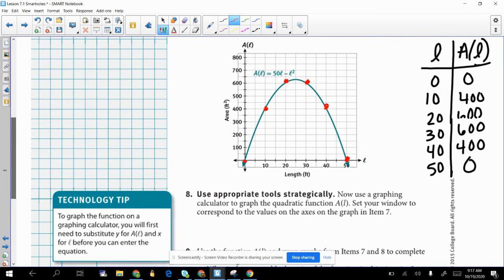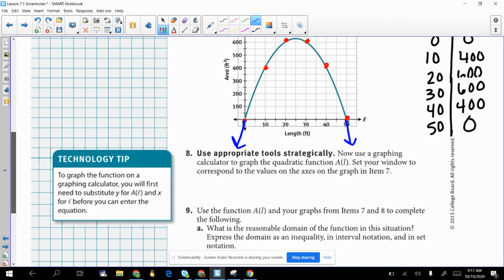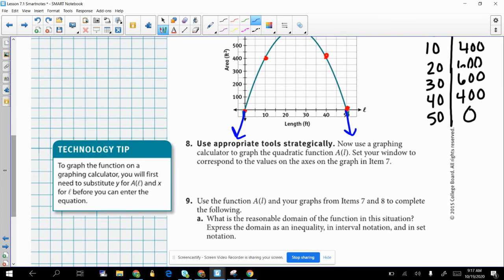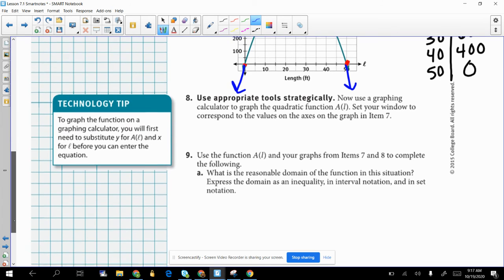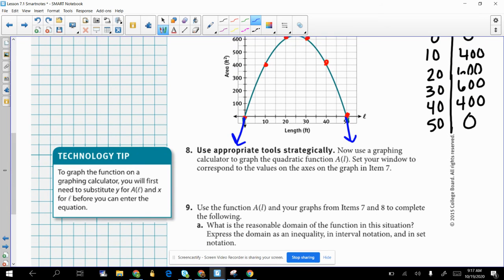Okay, so we know that the domain technically would continue on in both directions here. But when we're talking about a reasonable domain, we're talking about in the context of this situation. So we only want to really talk about a length that makes sense. So that's going to be from 0 to 50. Okay, so a length of 0, we have this point here, and 50, we have this point here.